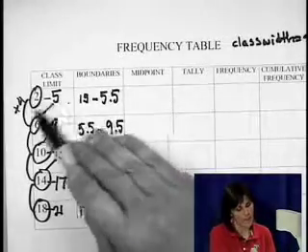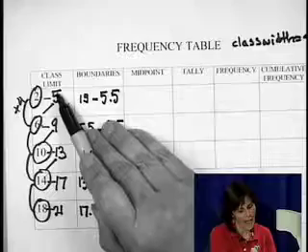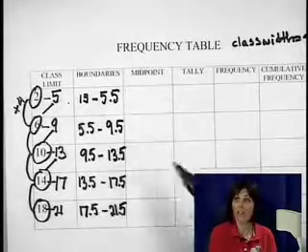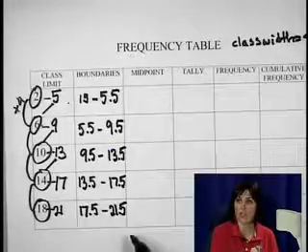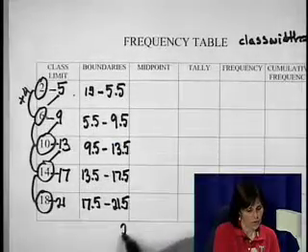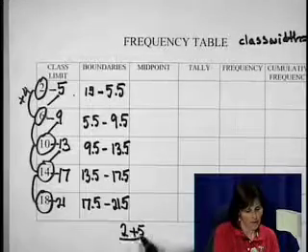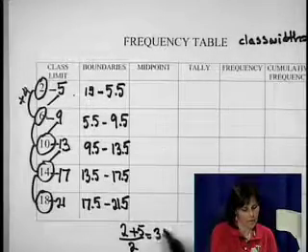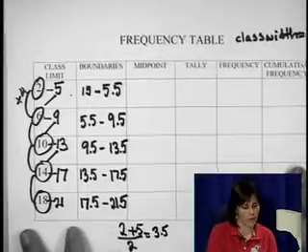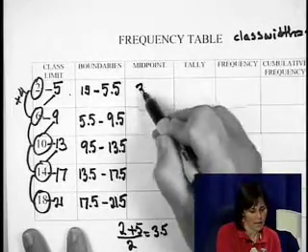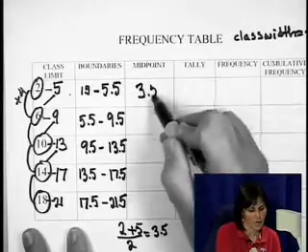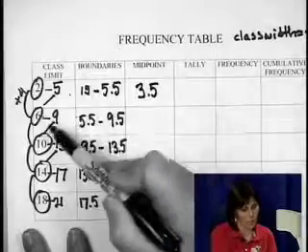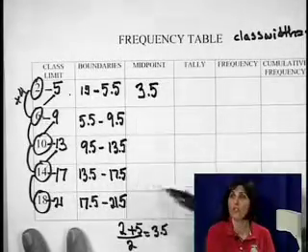Now, to get the midpoints, all you have to do is just look at the class limits, and you are going to add the lower and the upper limit and divide by 2. For the first one, I'll just write it down in here. 2 plus 5 divided by 2. That will simply give you 7 divided by 2, 3.5. So the midpoint for my first line is going to be 3.5.